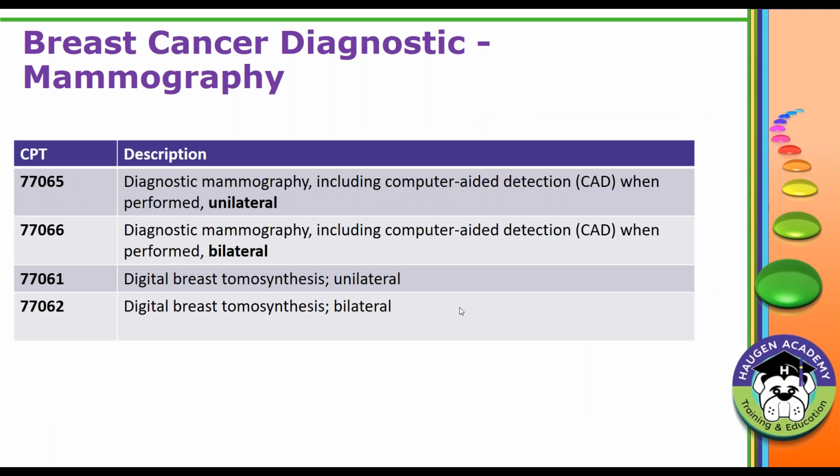And then we have diagnostic mammography. These are divided based on whether it's done unilaterally or bilaterally. So those are the code description differences there. And then we also have code for digital breast tomosynthesis, and that's going to be that 3D again. And that's divided unilateral and bilateral as well.